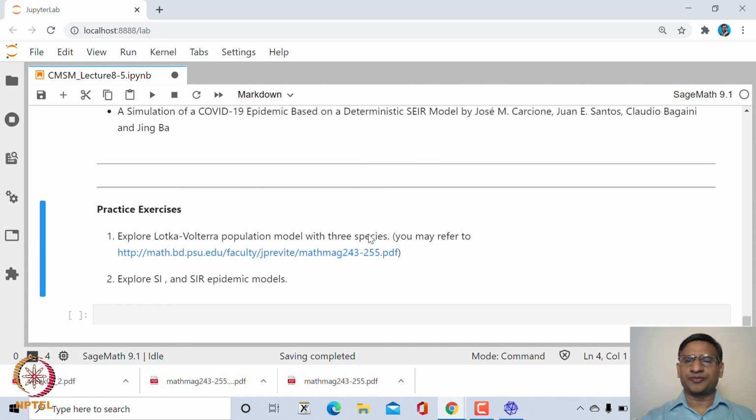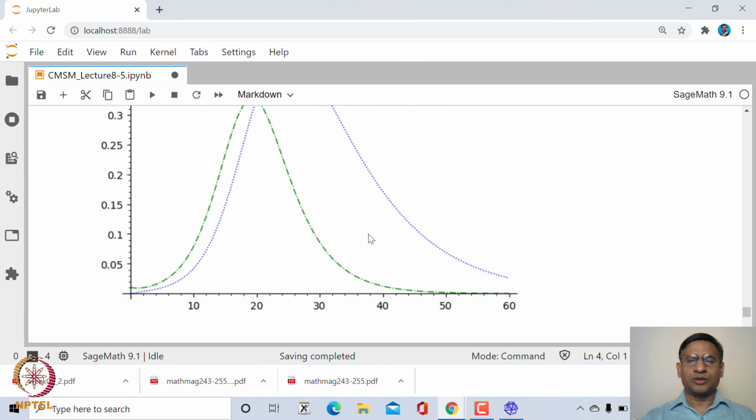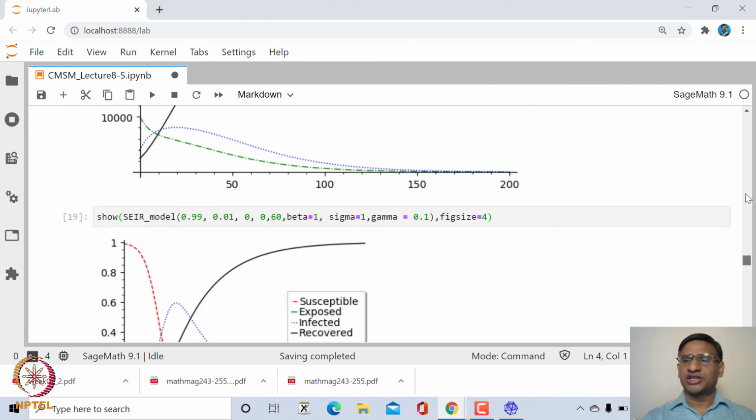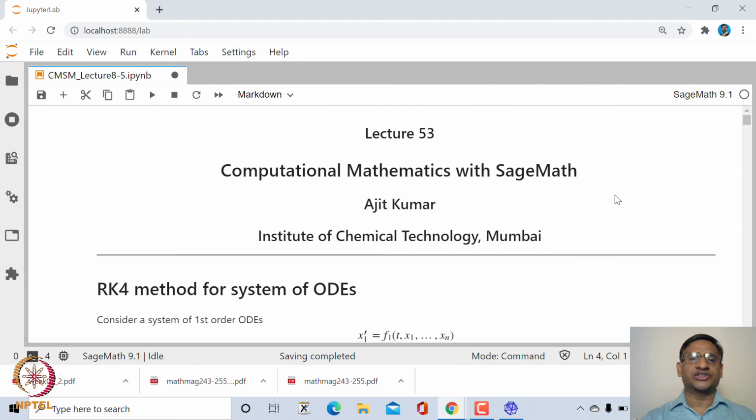We will look at how to solve differential equations with initial conditions using Laplace transform in the next class.